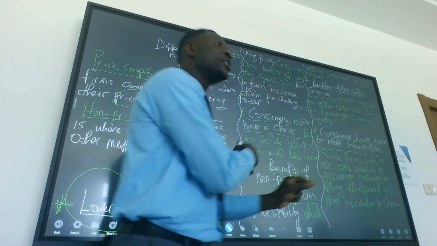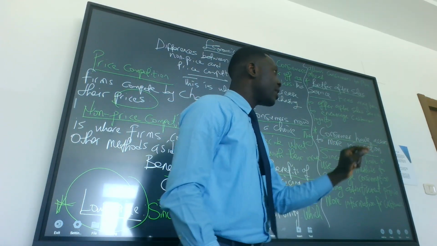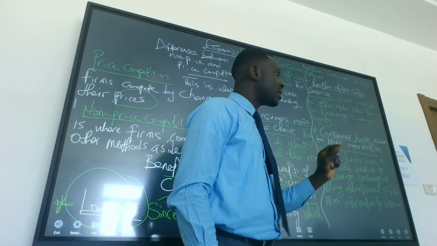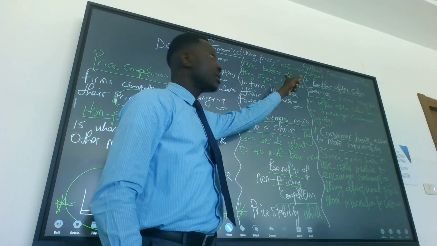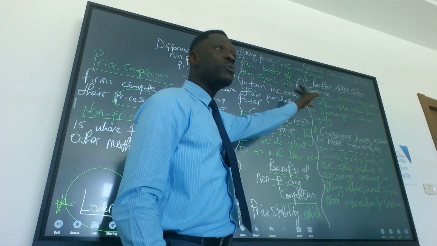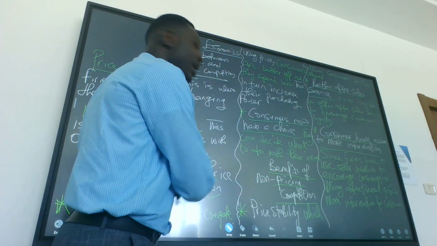Because they use price competition here, firms would rather reduce the price than increase the price. And because they continue to reduce the price, it becomes affordable for consumers, and that increases the spending power of consumers. Do you understand lower prices here?